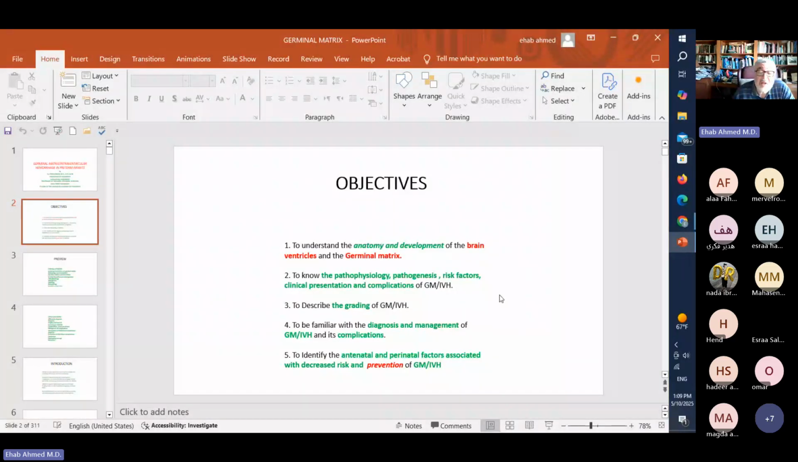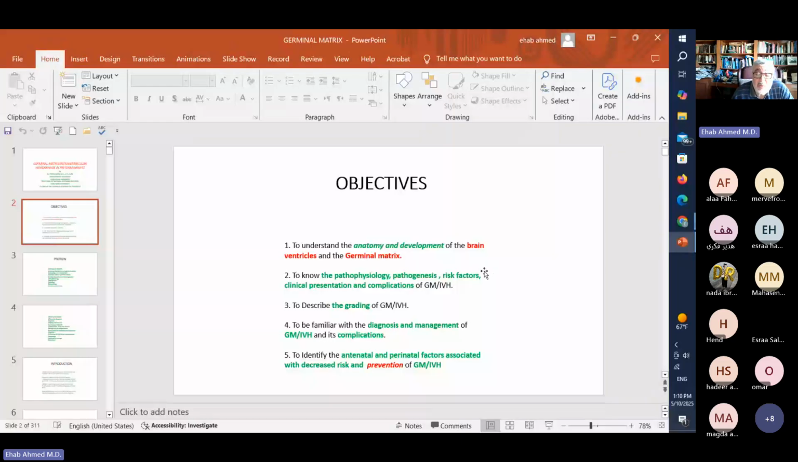And comes the clinical presentation and complications, in order to do early detection and early management and prevent complications, and if they occur, we have to deal with them. And of course, we need to know the grading of the GM-IVH, which is the basis for management and for the prognosis.